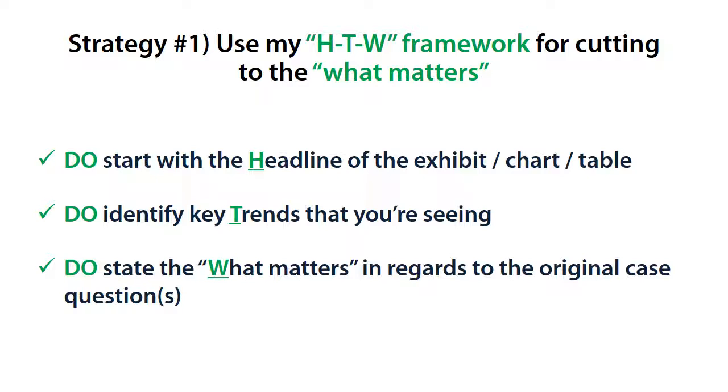So let's discuss the first strategy, using my HTW framework for getting to what matters faster. First, you should read the title of the exhibit so you orient yourself on the exhibit's purpose. This is also known as a headline. Second, you should try to identify the key trends that you're seeing. This will prevent you from merely reading off the chart, which again is one of the most common mistakes candidates make. Third, you need to explicitly state what matters. This is the key nugget, the key insight, the so what, whatever you call it, this is the thing that matters. Again, having the original case questions written down will help a lot with this.